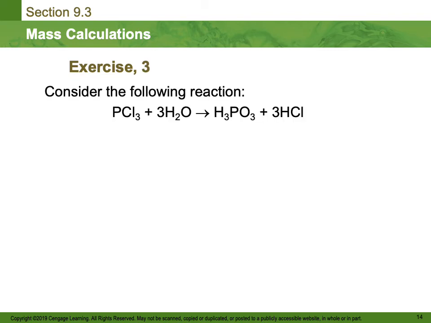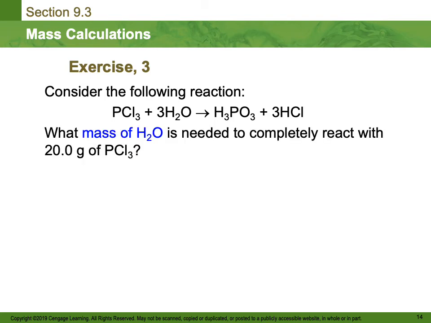And we have one more example. There will be some examples on EduCreations. Consider the following balanced reaction: PCl3 plus 3H2O yields H3PO3 plus 3HCl. Notice this is a terrible equation. There are no phases. We don't really care right now, we're just doing stoichiometry, but if you wrote an equation like this, it would be pretty bad.